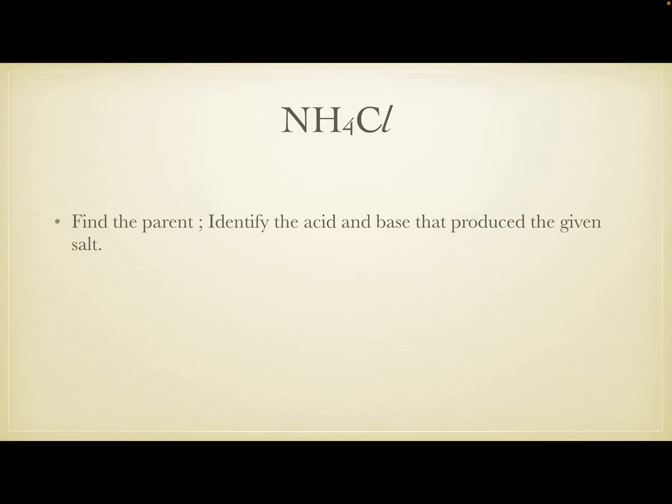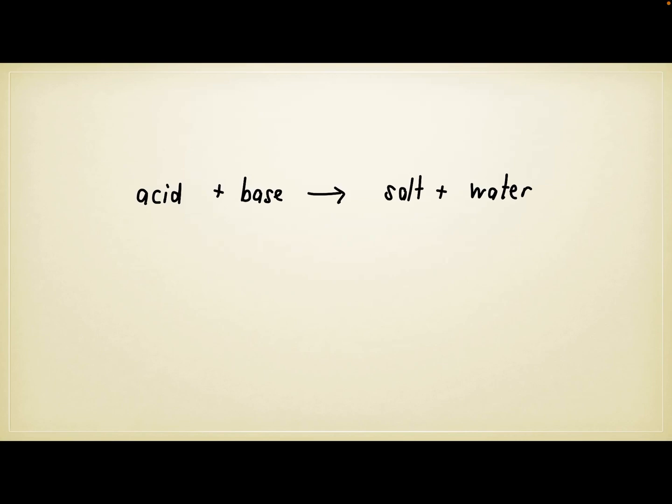Okay, we are going to identify what type of acid and base makes NH4Cl. As we know, salt is produced from neutralization. Neutralization requires acid and base, so we are going to find the parent. We are going to find the acid and base that is responsible for producing NH4Cl. So how do we do that?